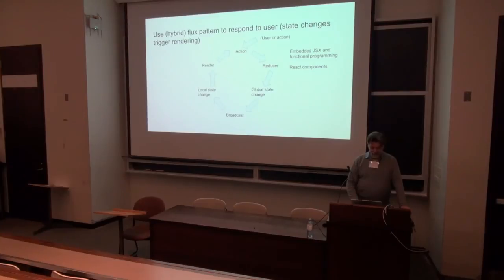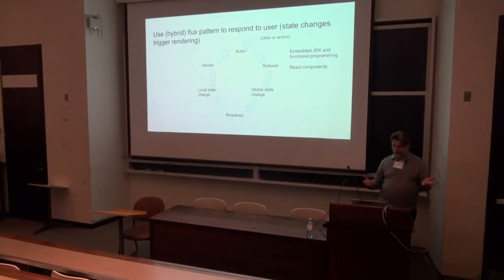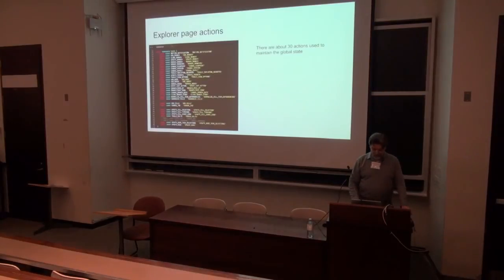From the interaction point of view, we use this hybrid flux pattern, which is what React promotes and supports. Basically there's an action, and it results in a change of state, and the change of state gets broadcast, which changes the local state, and then that causes re-rendering, and it goes around in a nice tidy circle. That's worked out very well for us. We identified about 30 actions.